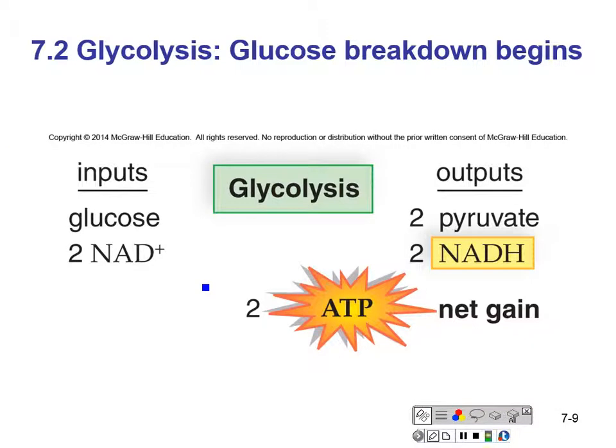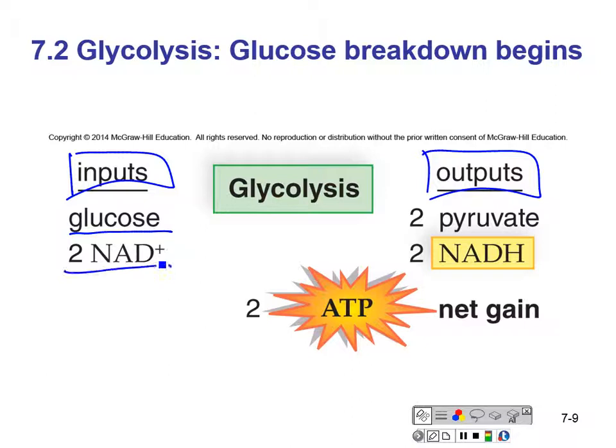So another way to look at it that might be helpful is to do the input and output chart. So for glycolysis, you have to put in glucose, you have to put in NAD+. What do you get out? You get out 2 pyruvates, you get out 2 NADHs, and you get out a net 2 ATPs.